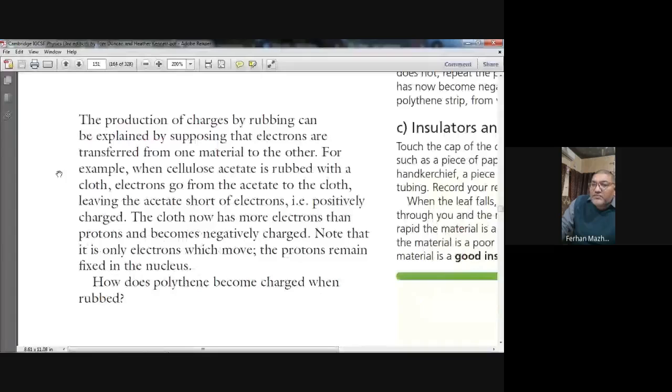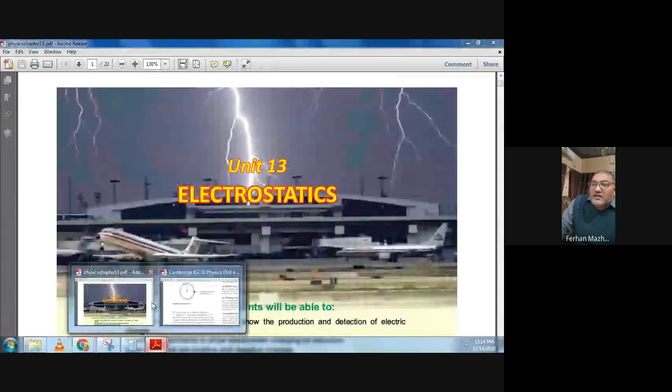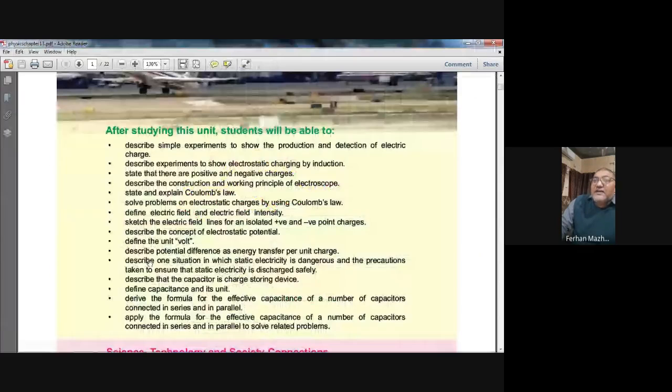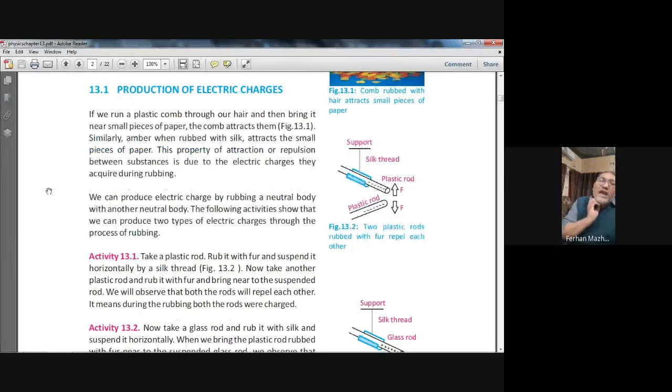Okay, so let me do the same thing from another book. Here we have, for example, a plastic comb, kangi in Urdu. Take a plastic comb and rub it through your hair, and then take small pieces of paper, put them on the table.